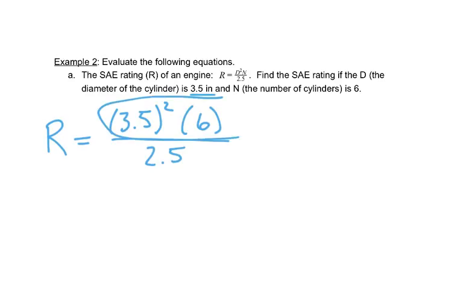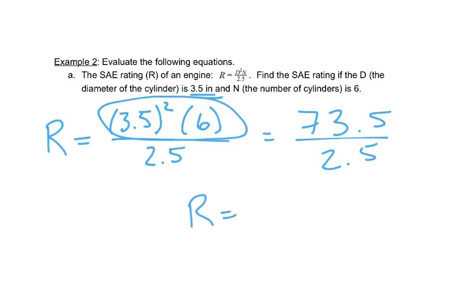So we'll do this top part. We can do that all at once in our calculators. If you do 3.5 squared times 6, you get 73.5. And then we can divide by 2, and we get R is equal to 36.75.